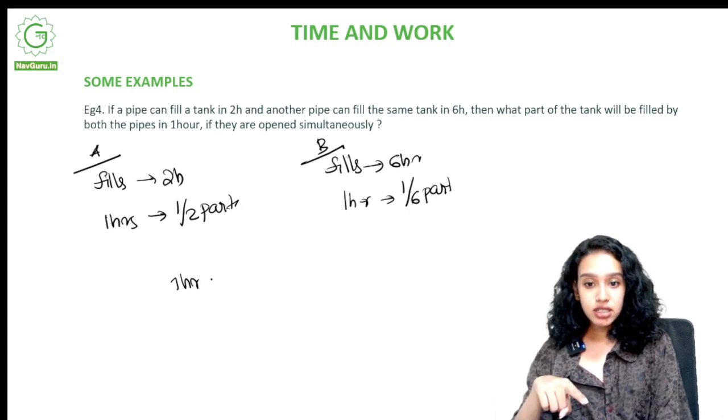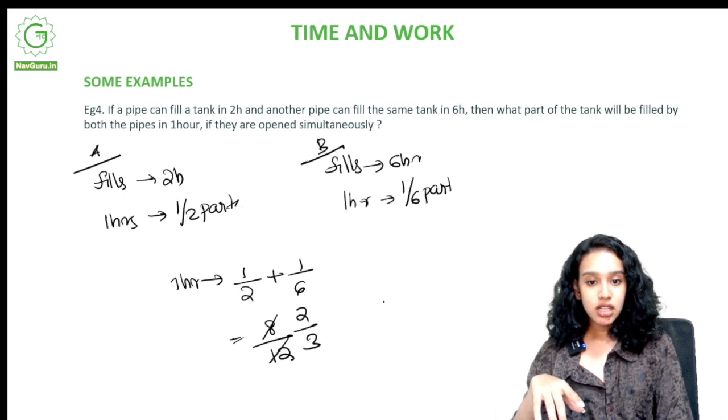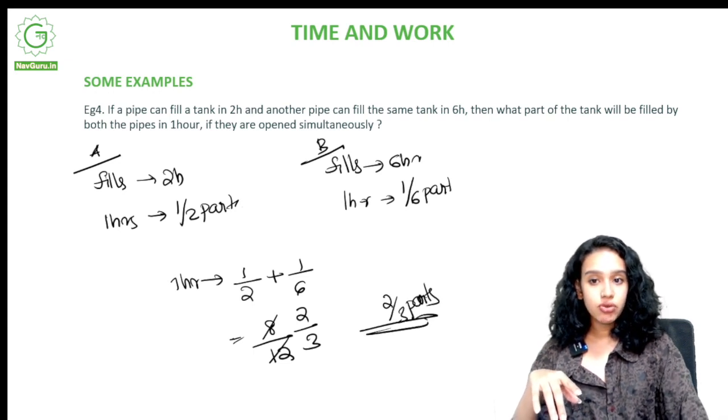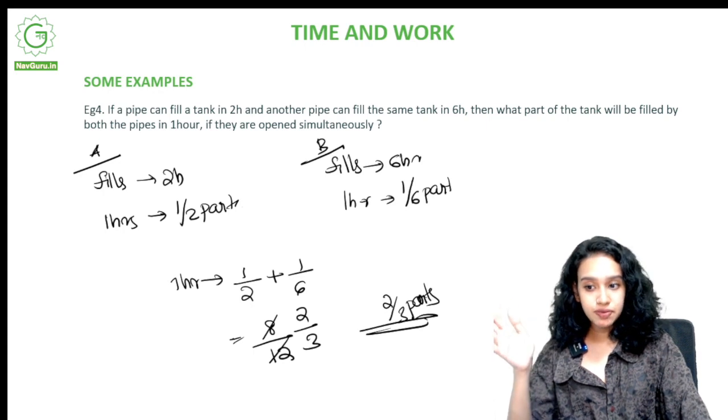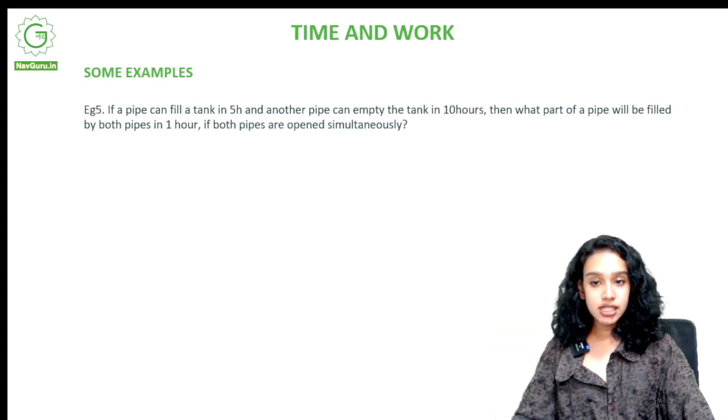So in 1 hour, the amount of part which should be filled would be 1/2 plus 1/6. So this would give us 6 plus 2, 8/12, right? So we could cancel 4 from here, so 2/3. So 2/3 parts of the tank would be filled by the end of 1 hour by both the pipes. I hope that concept is also clear. Now let's move on to the next example.